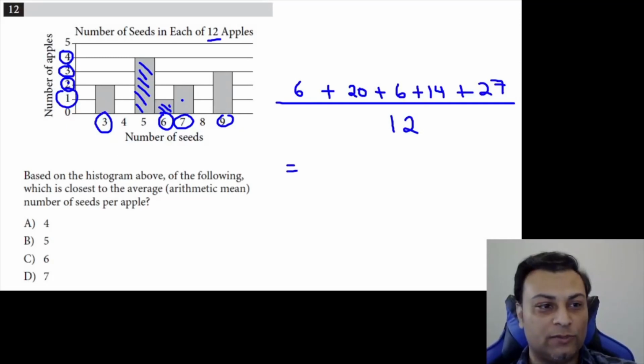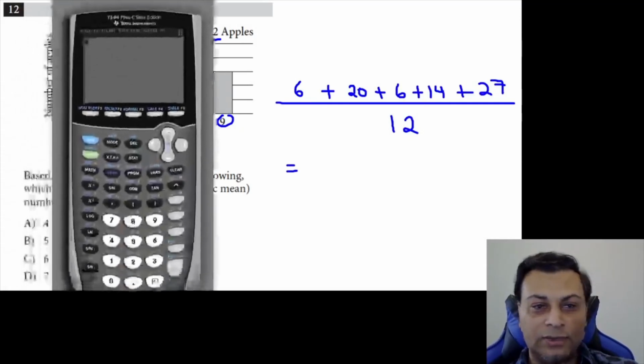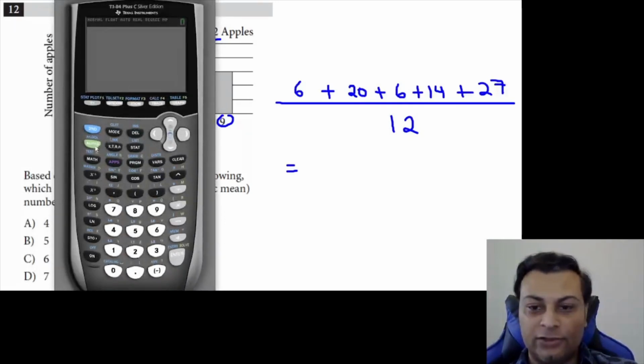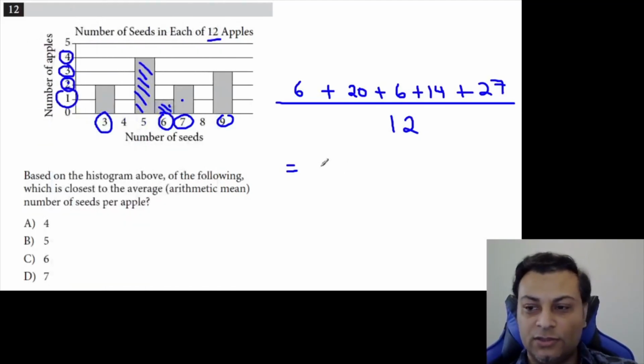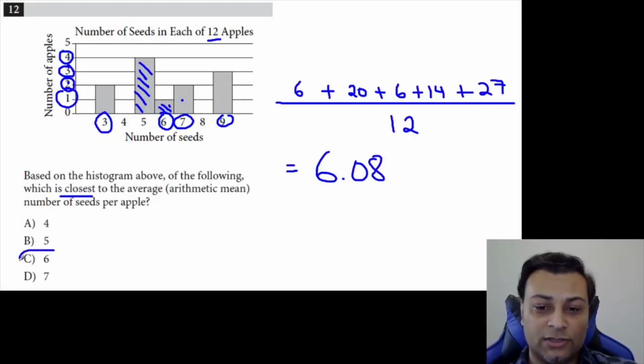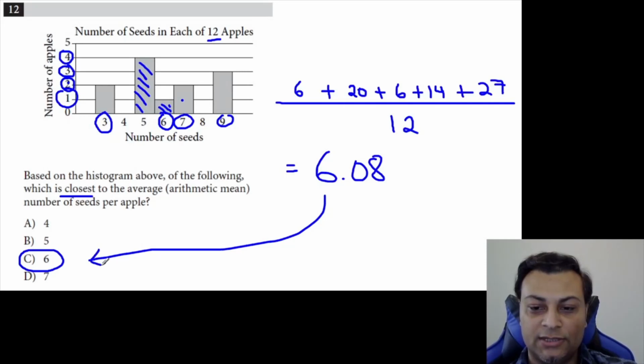And then you divide that by 12. So let me grab the calculator real quick. And what we can do is we can make a fraction and put everything on the top. 6 plus 20 plus 6 and 14 and 27, and divide that by 12. And the answer comes out to 73 over 12. Let's just convert that to a decimal real quick. And the answer is 6.08. So 6.08 is the average. Which one is closest? 6 is closest to 6.08, so the answer is C.